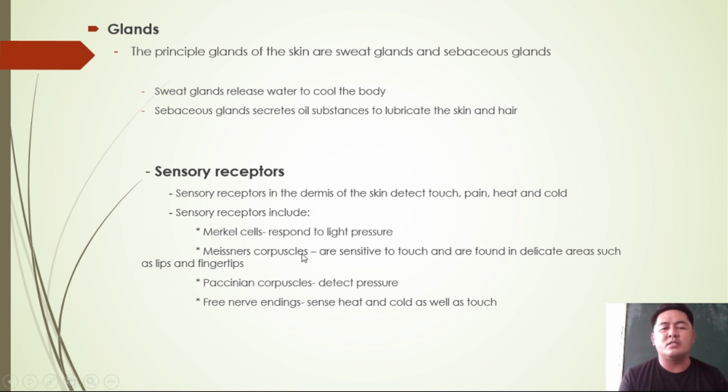Meissner's corpuscles are sensitive to touch and are found in delicate areas such as lips and fingertips. Meissner's corpuscles, sensitive to touch. Your lips are very sensitive. Pacinian corpuscles detect pressure. Free nerve endings sense heat and cold as well as touch.